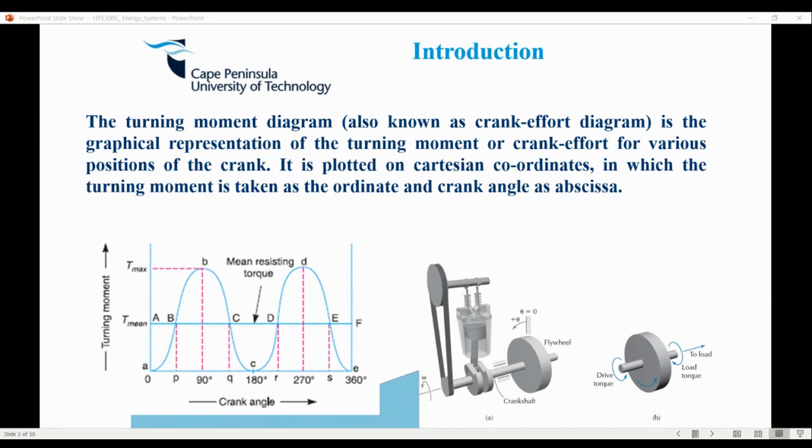So at big C, small c, D, we have less torque than the mean. Is that correct? You agree with me, guys? You see it's below T mean. Obviously, that means we have less torque than required.